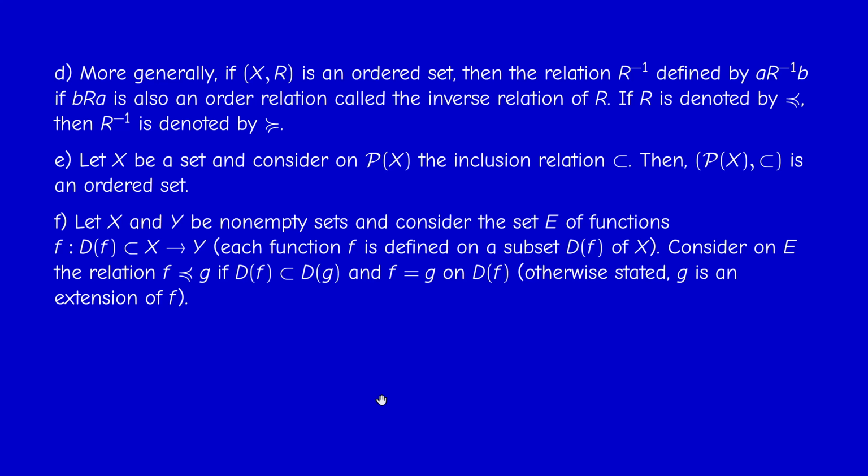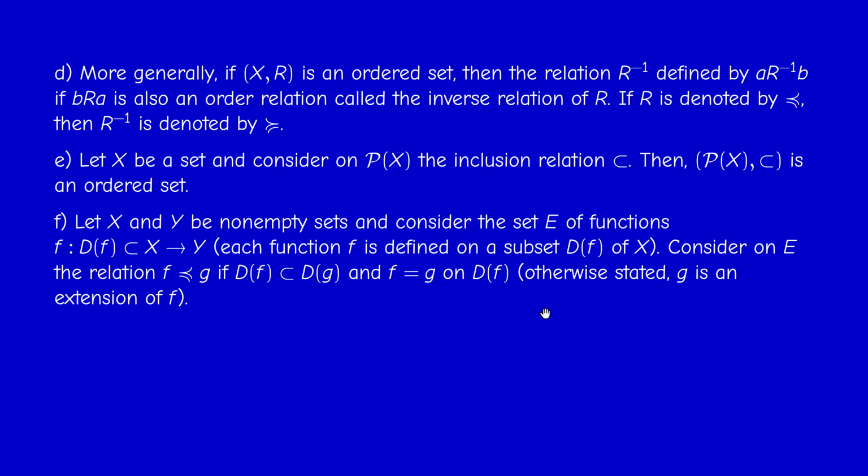So once again, you can check that it's an order relation because f is an extension of itself trivially. If f is related to g and g extends f and f extends g, then we have a double inclusion. So they have the same domain and they are equal on their common domain. So it's the same function actually. And transitivity: if g extends f and h extends g, then h extends f.